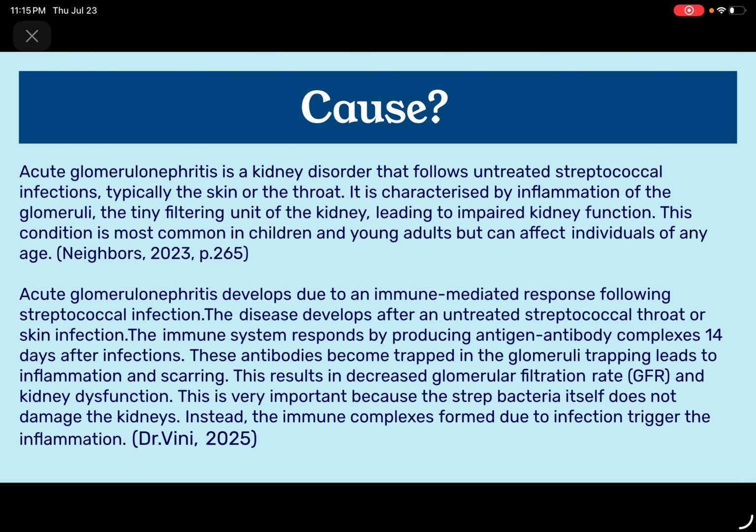The most common cause of acute glomerulonephritis is an untreated streptococcal infection. One thing I found interesting when I was doing this project is that the bacteria themselves don't actually damage the kidney. Instead, the immune system creates antibodies to fight that infection, and these antibodies combine with the bacterial antigens to form immune complexes.